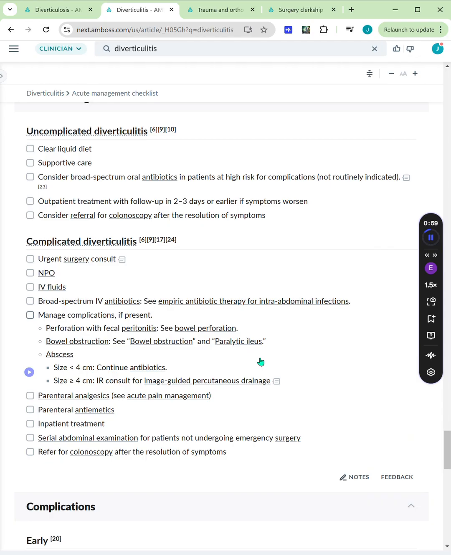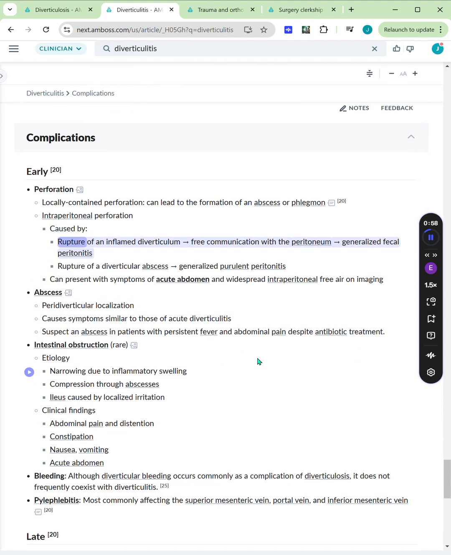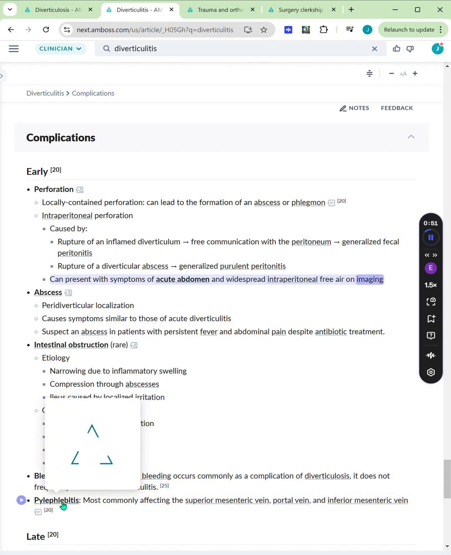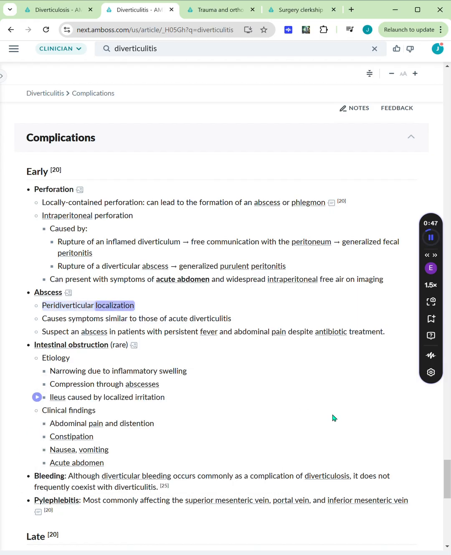Complications: formation of an abscess or phlegmon. Perforation: intraperitoneal perforation caused by rupture of an inflamed diverticulum, with free communication with the peritoneum. Generalized fecal peritonitis, or rupture of a diverticular abscess causing generalized purulent peritonitis. Can present with symptoms of acute abdomen and widespread intraperitoneal free air on imaging. Abscess: peridiverticular localization causes symptoms.